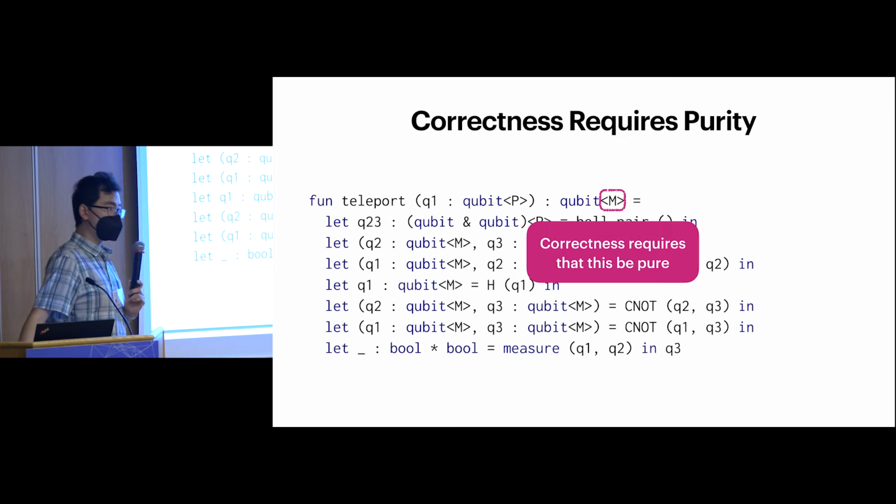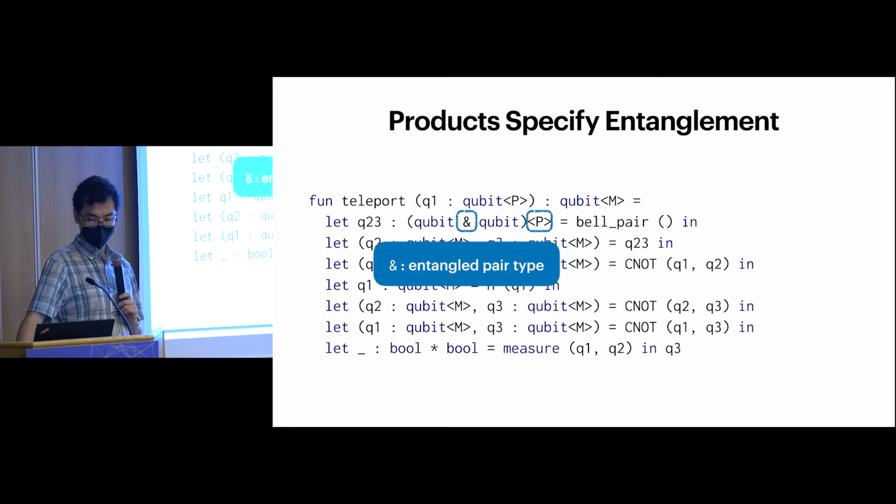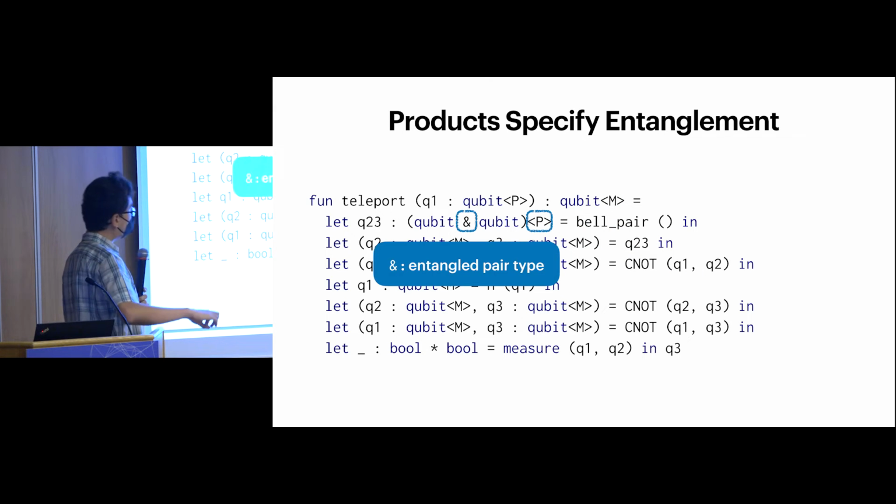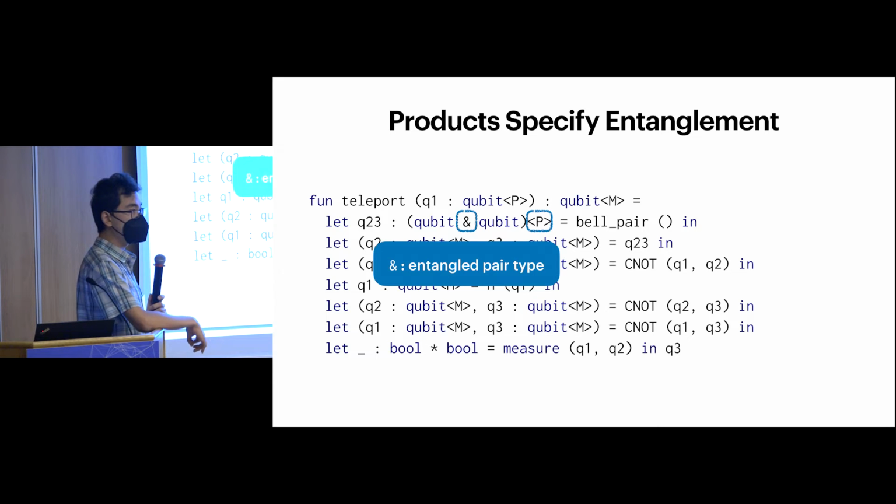So yeah, like I just said, the actual specification of teleport expects this output to be pure rather than mixed. So how do these typing rules work? Well, Twist introduces the concept of an entangled pair of pieces of data.